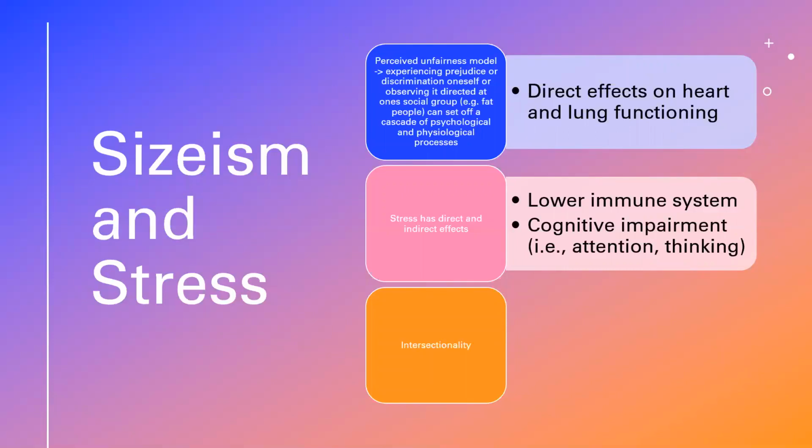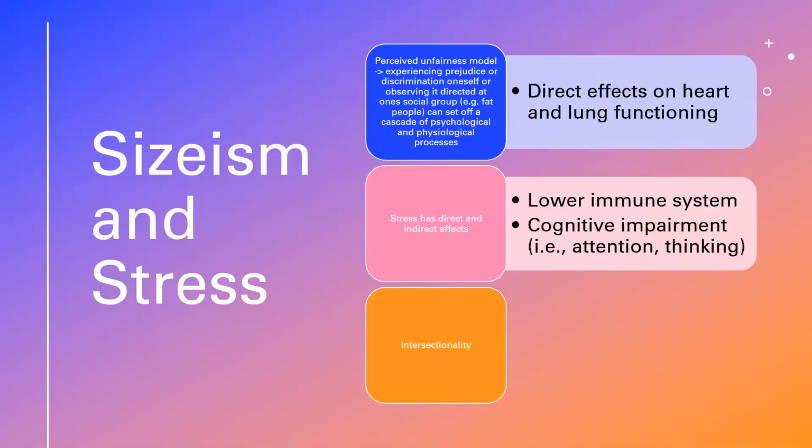Now this perceived prejudice and discrimination can create psychological and physiological processes. We've had research to show that it does have direct effects on heart and lung functioning. When we think about perceived discrimination and prejudice, it can facilitate stress. Microaggressions are really stressful. I think we've talked about that a lot in the past couple lectures. With stress, it does have some direct and indirect effects. So you have lower immune systems, and cognitive impairment, such as attention and thinking.